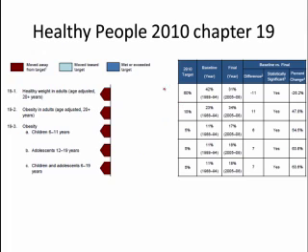Now, to carry this illustration one point further, the Centers for Disease Control publishes this report, Healthy People, about every 10 years. And in the Healthy People 2000 and 2010, in 2000, a set of targets was established, and in 2010, the progress of the nation toward these targets was measured.